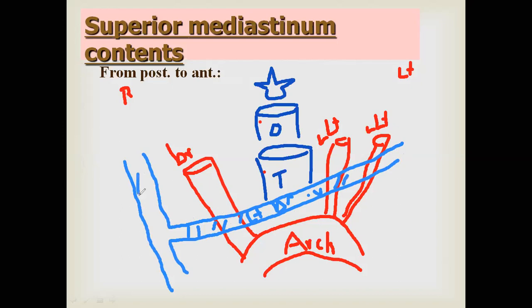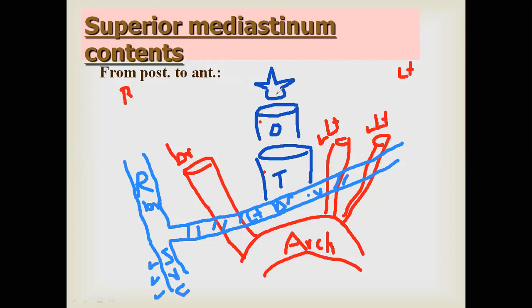It unites with the right brachiocephalic vein, and forms the superior vena cava. Again, the veins: the left brachiocephalic vein unites with the right brachiocephalic vein, forming the superior vena cava. This is regarding the veins of the superior mediastinum.